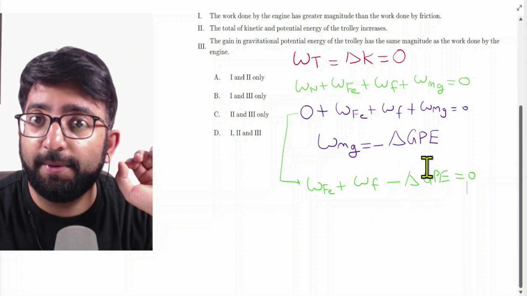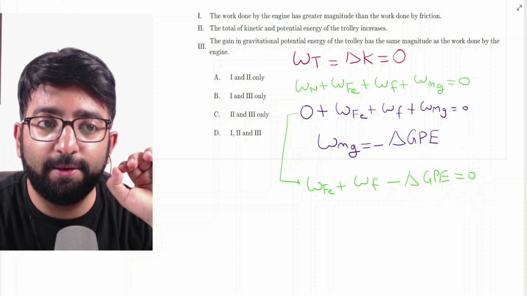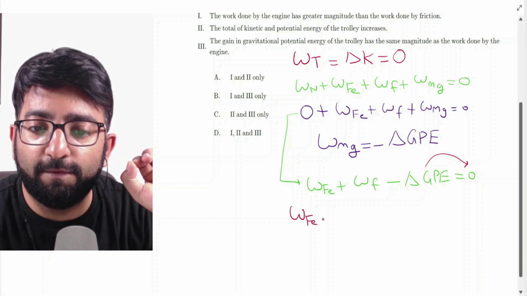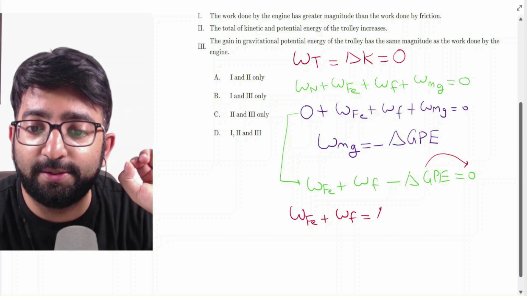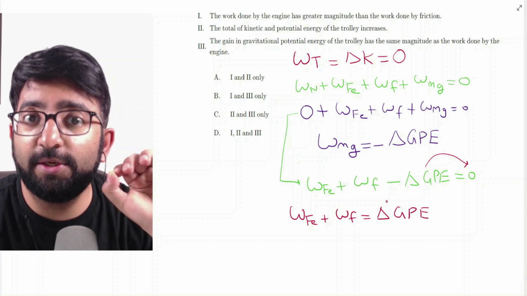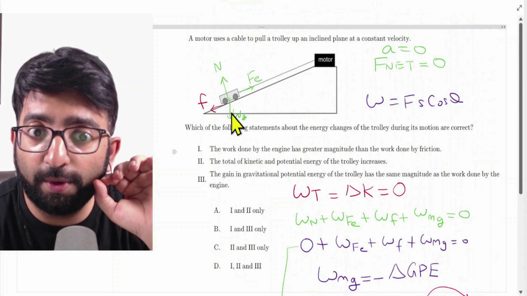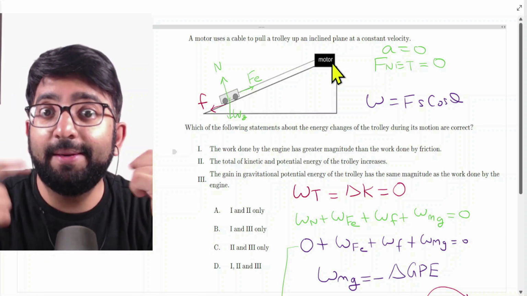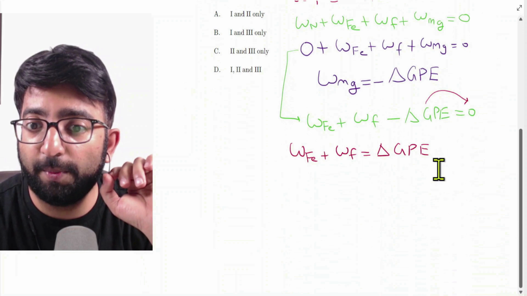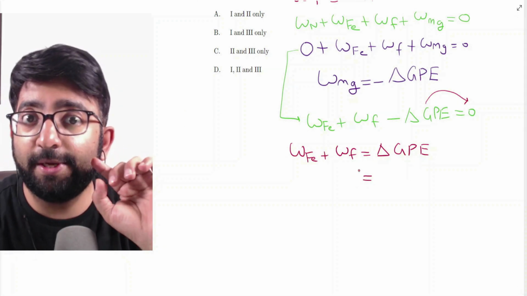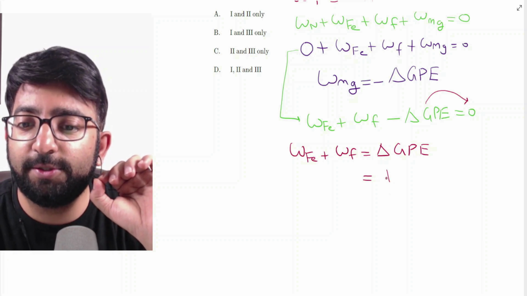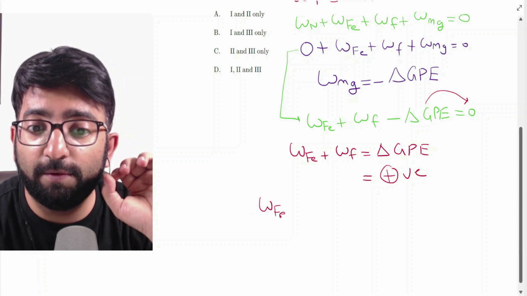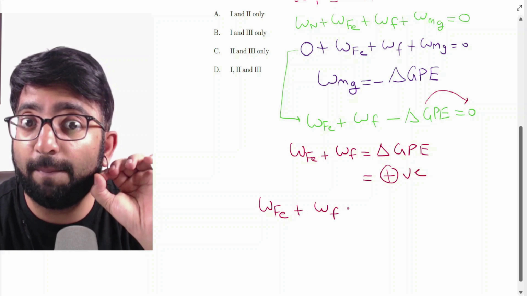Now, this negative delta GPE can be taken to the right hand side of the equality sign. So, if we do that, let's see what we get. Work done by the engine force plus work done by friction will come out as delta GPE, the change in the gravitational potential energy. In this question, the trolley is going up the inclined plane, which means the final potential energy will be greater than the initial potential energy. So the change will be positive. Change, remember, is final minus initial. So in this case, delta GPE will be a positive quantity, which means now I can write that work done by the engine force plus work done by the frictional force is a positive number.